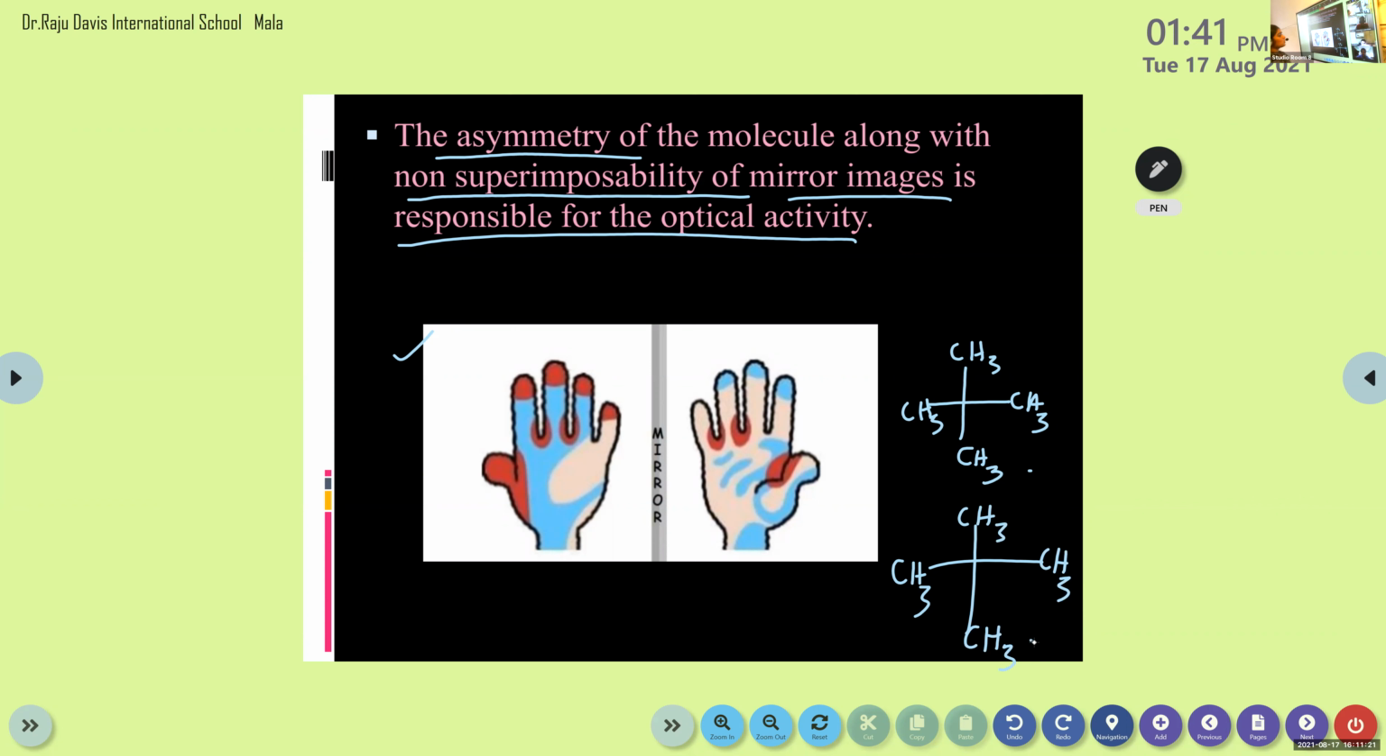Yes. So these two reasons are the factors responsible for optical activity: asymmetry of molecule and non-superimposability of mirror image. These two images are superimposable. So molecules with symmetry and superimposable mirror images cannot show optical activity. You have to note that asymmetry of molecule along with non-superimposability of mirror images is responsible for optical activity. Clear, children?